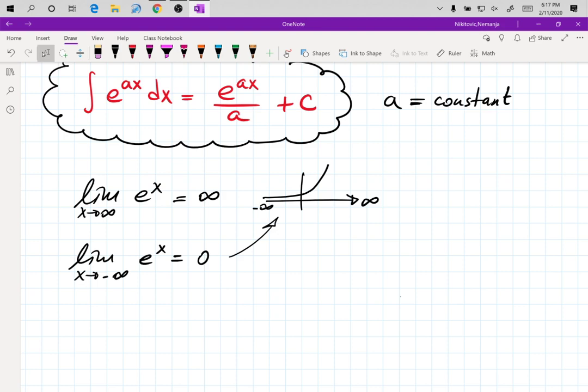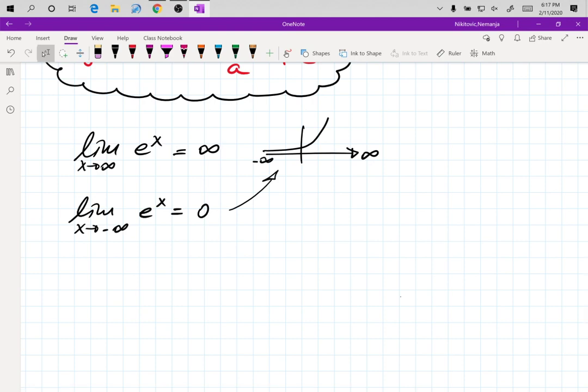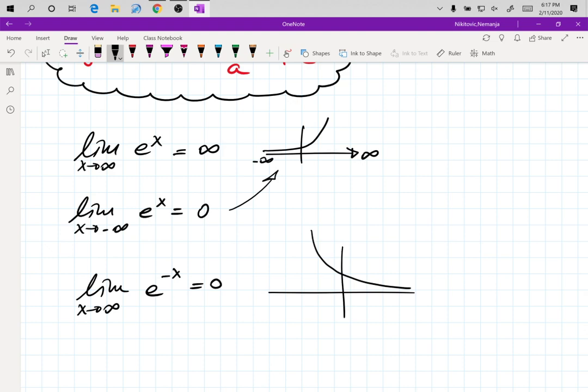And decay would just flip them, right? So limit as x goes to infinity for e to the negative x would give you 0. As you go to infinity, you see that the y value drops down to 0. And finally, limit as x goes to negative infinity for e to the negative x is infinity, because negative infinity is this way and the y value shoots there. Cool.